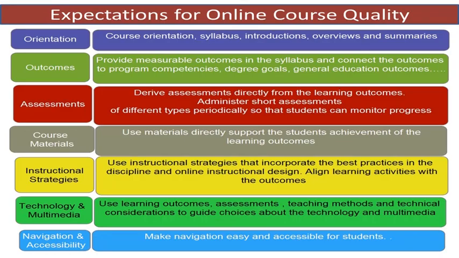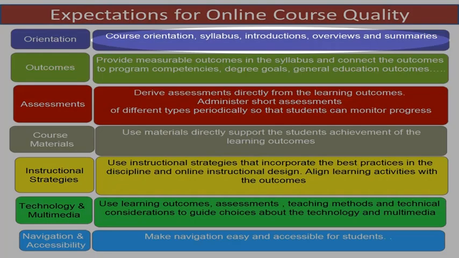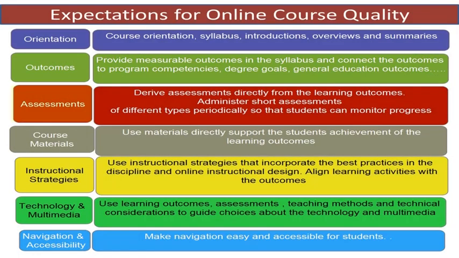Expectations for online course quality. There are 7 points. First is orientation. Make the overall course design and structure clear to students with a course orientation, a syllabus, introductions, overviews, and summaries. Second, outcomes. Provide measurable student-centered learning outcomes in the syllabus and other places at the course level, for each unit or module, and at the lesson level, and connect the outcomes to program competencies, degree goals, general education outcomes, and any professional accreditation standards.